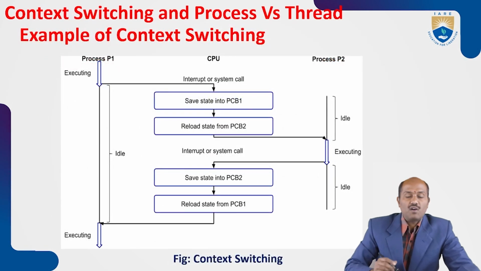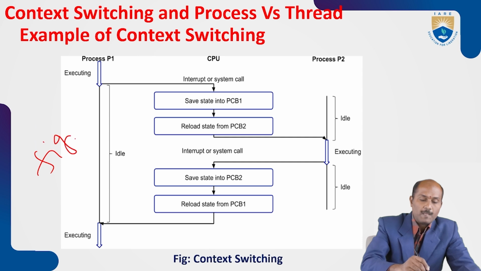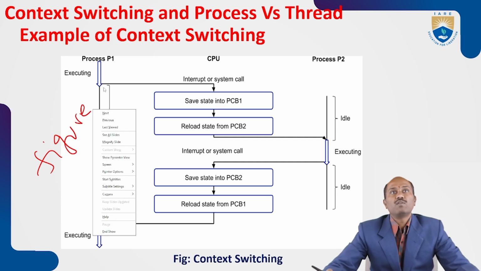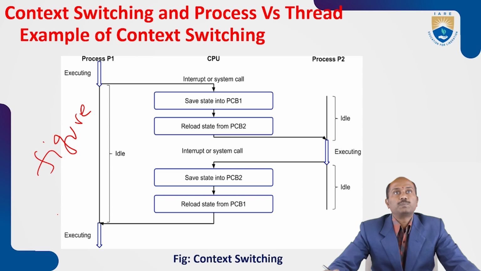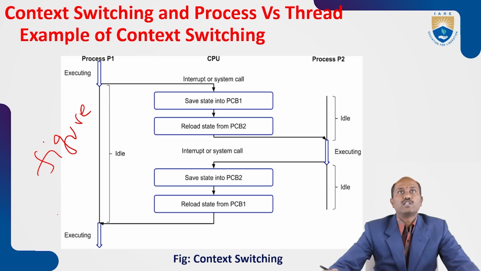This slide is the figure of context switching. This figure shows process P1. P1 saves its state into process control block 1. Then on an interrupt or system call, it goes to restore state from process control block 2. Then, on an interrupt or system call, it goes to the executing state, then saves state into process control block 2 and restores state from process control block 1. There are two processes here, process 1 and process 2.